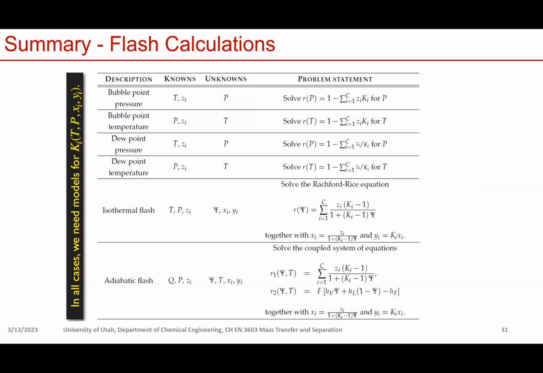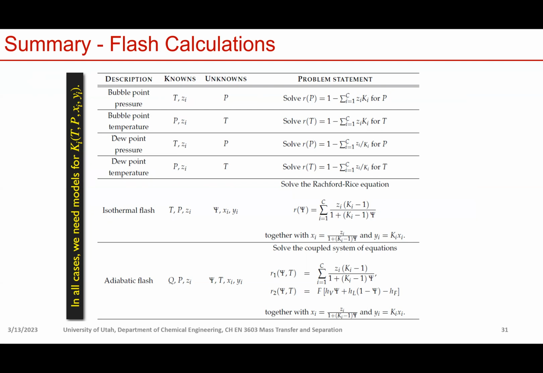Now, just to summarize, so far for the flash calculation, we've talked about these examples. First is the calculation of the bubble point and the dew point. If you are given the temperature, how do you find the bubble point pressure? If you are given pressure, how do you find the bubble point temperature? And similarly for the dew point pressure and dew point temperature calculation.